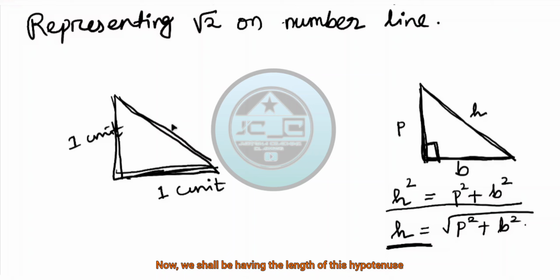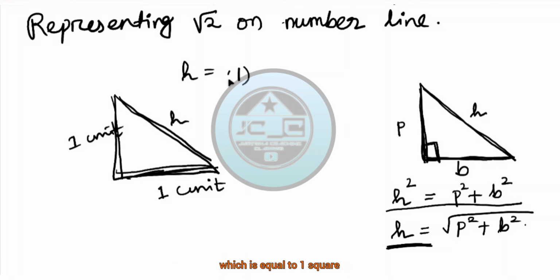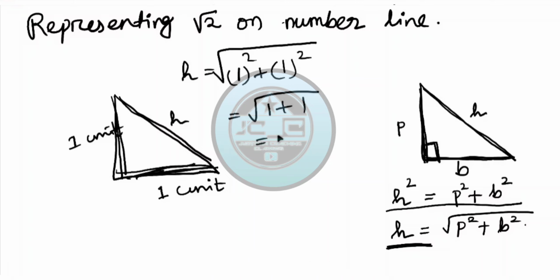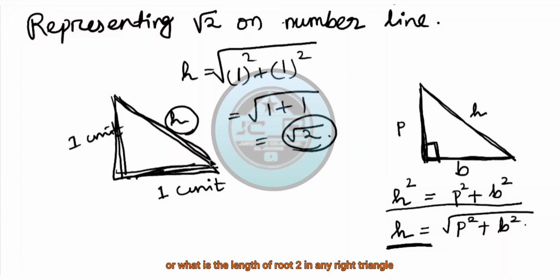Now the length of this hypotenuse is equal to the square root of 1 square plus 1 square, because the base is 1 unit and the perpendicular is also 1 unit. So 1 square plus 1 square under the square root is basically 1 plus 1 under the square root. This is square root 2, or root 2. So we got to know that the hypotenuse is root 2 units. Easy peasy. That means we know the length of root 2 in any right triangle.